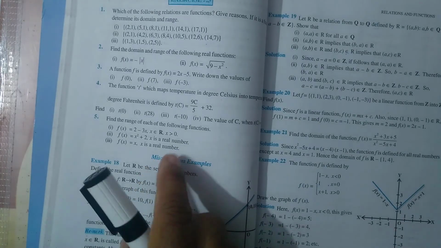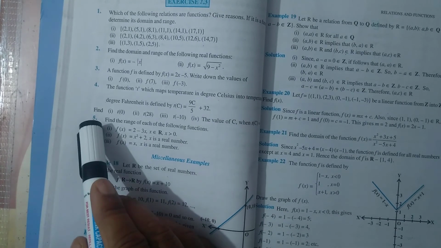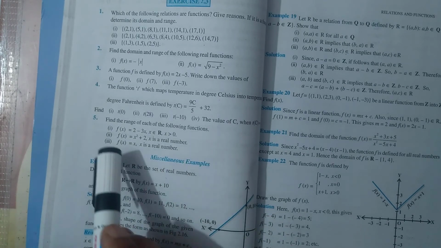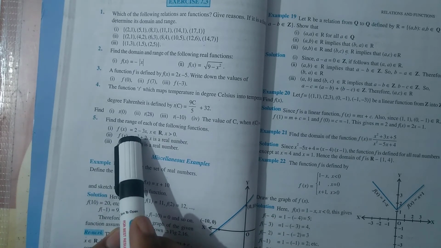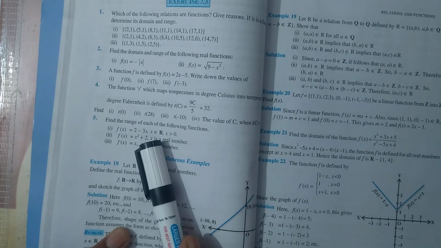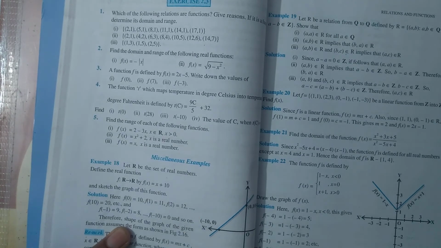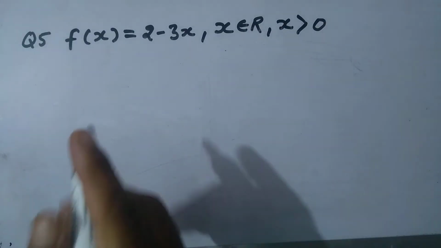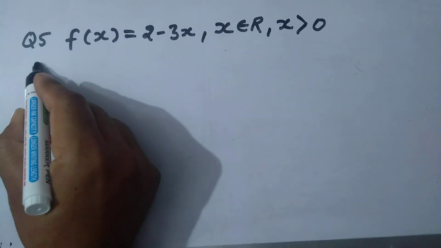Now we have last question of the exercise. Question number 5. Find the range of each of the following functions. First part, f of x is equal to 2 minus 3x, x belongs to R, x is greater than 0. So how to solve this question? So this is the first part, question number 5.